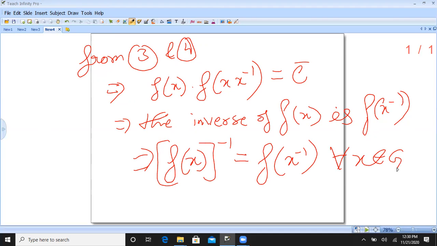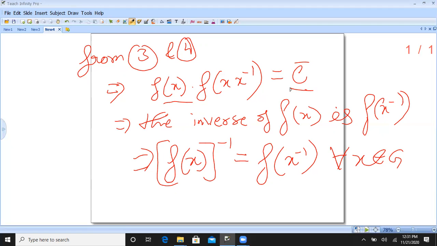So next, from equations 3 and 4, third and fourth, let us consider them. f of x into f of x into x inverse is equal to e bar. Now the inverse of f of x is equal to f of x inverse. So the inverse of f of x becomes f of x inverse.